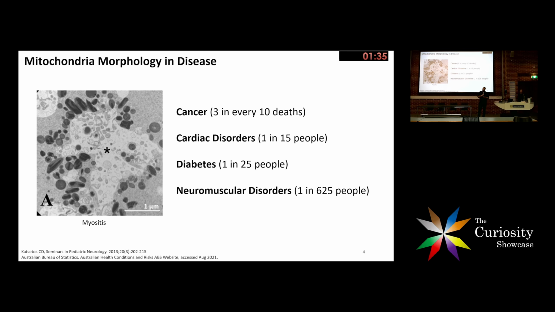So changes in mitochondrial morphology are part of the pathophysiology of a number of different diseases. So cancer, cardiac disorders, diabetes, and neuromuscular disorders, just to name a few. So this is a really good example.